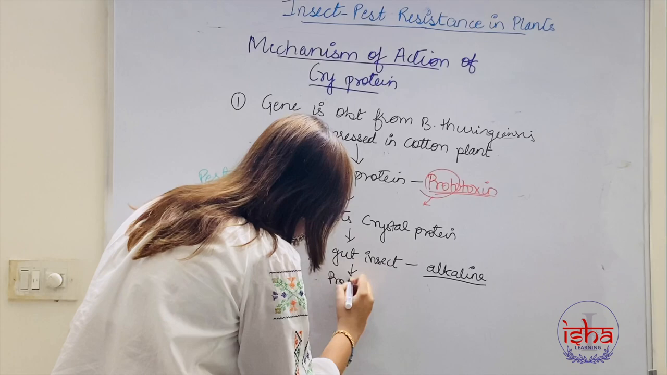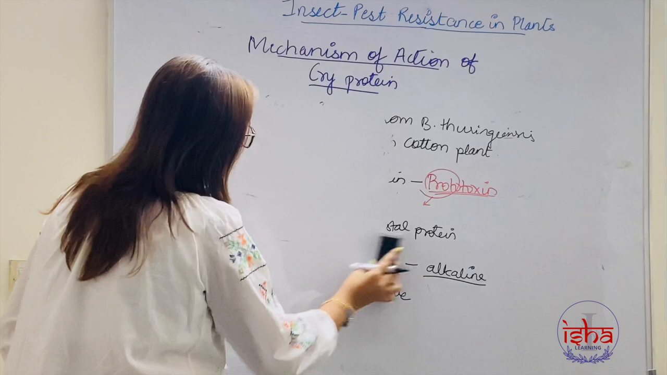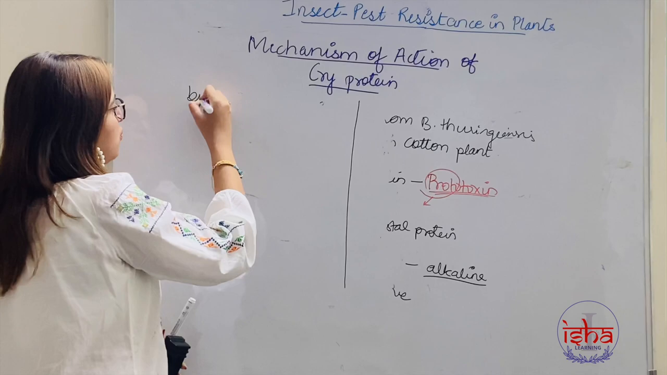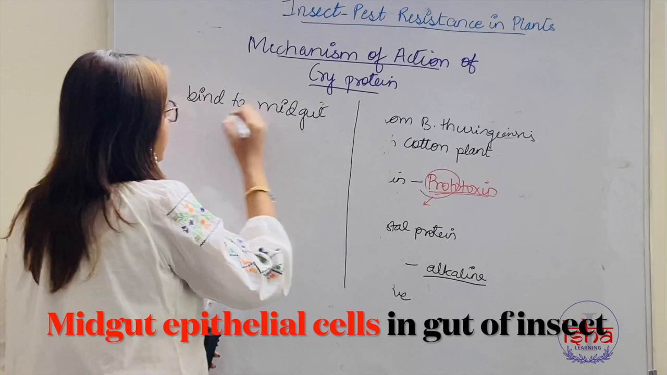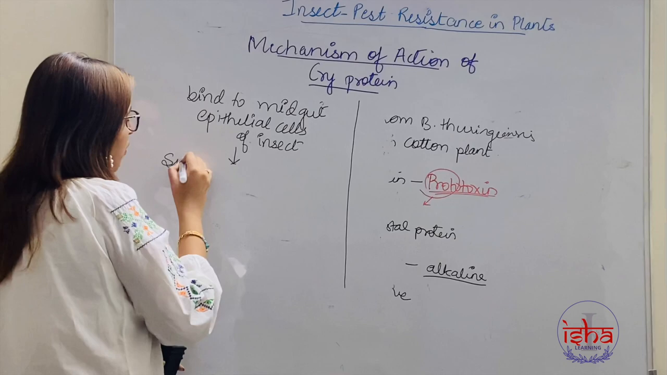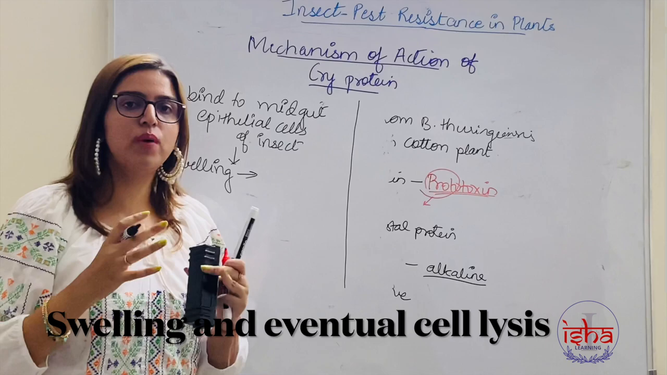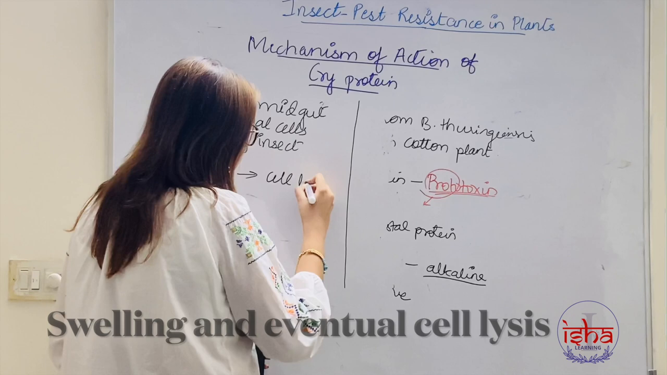Now, we need to understand how this active crystal protein is going to kill my insect. This active crystal protein will bind to the midgut epithelial cells of the insect. And what is it going to cause? It causes the uptake of water and swelling, and there is a limit up to which the cell membrane has elasticity, after which it is going to lyse. The cell is going to break apart. There is going to be cell lysis.